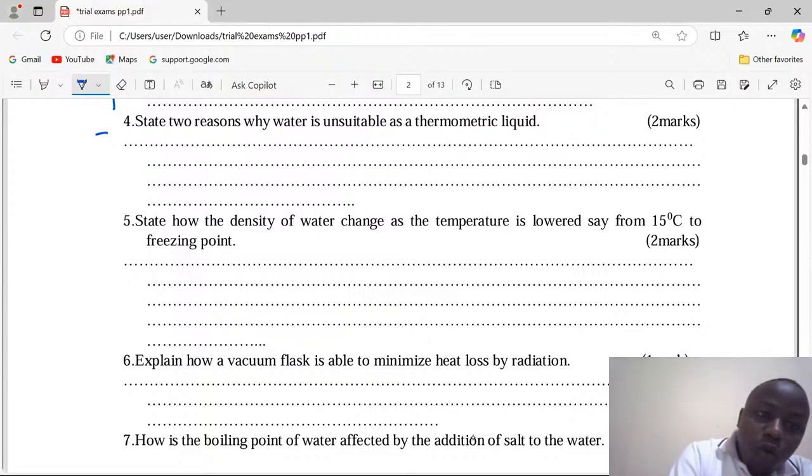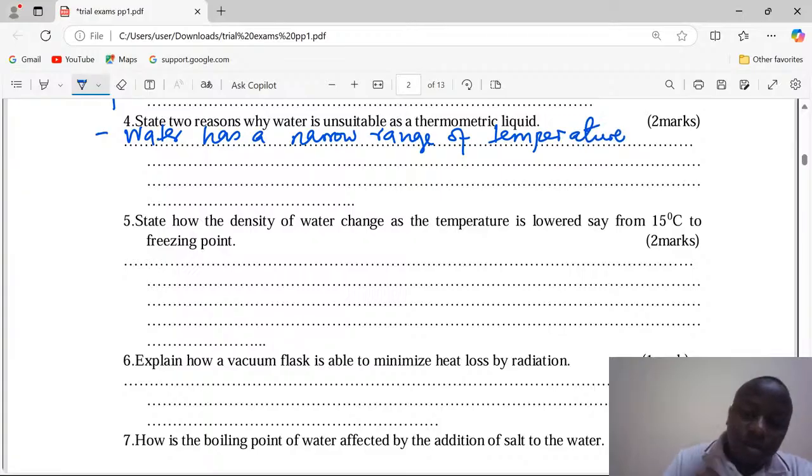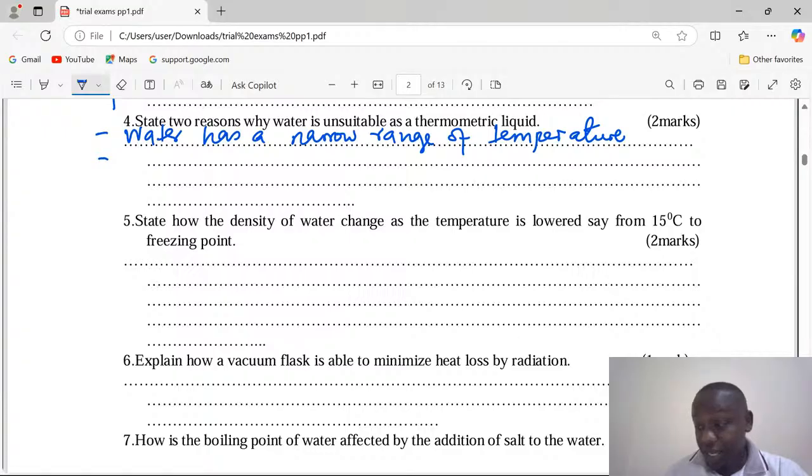For example, water has a narrow range of temperature. That means at 0 degrees Celsius, it freezes, then at 100, it vaporizes. Only 100. A thermometric liquid is supposed to have a very wide range of temperature.